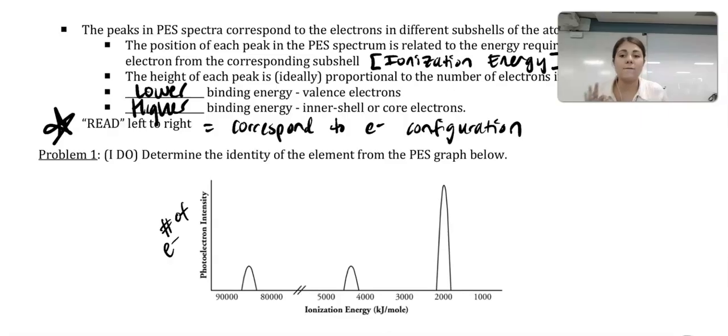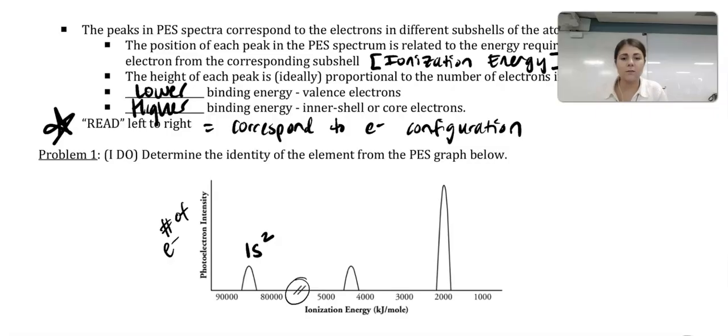And so again, following that little trick of reading left to right, you can see that we're at 90,000 in the thousands over here. So this tells me that this first peak, looking at its height, must be the 1s, and there are 2 electrons. I know there are 2 electrons because I see other peaks right here, so I'm making the assumption that this is a filled subshell.